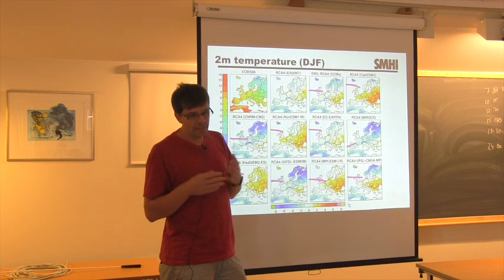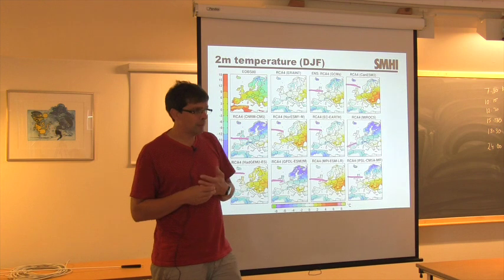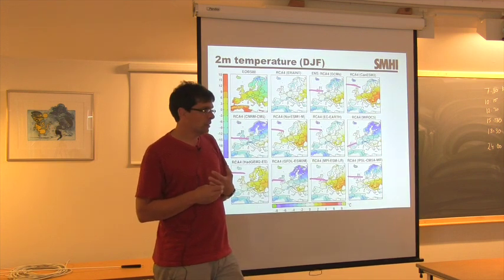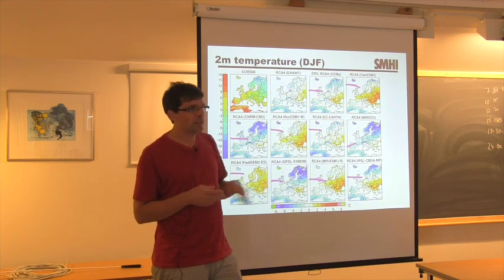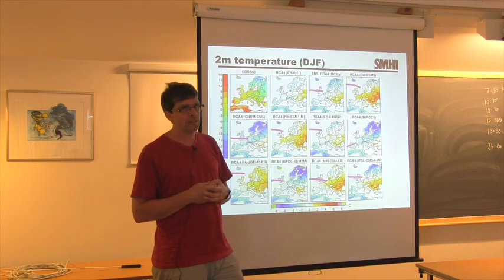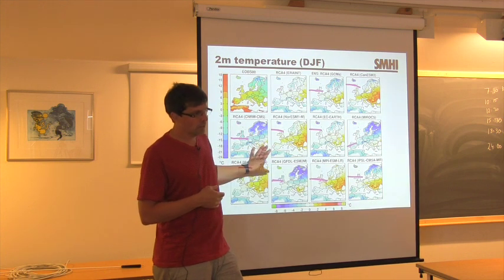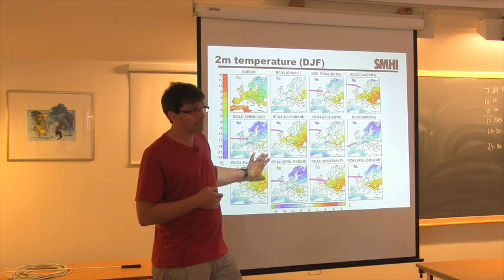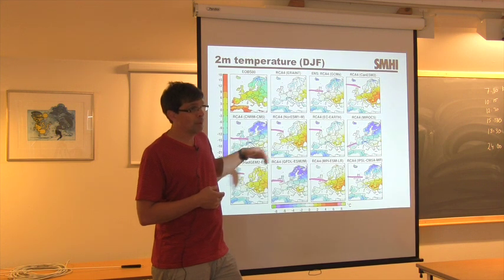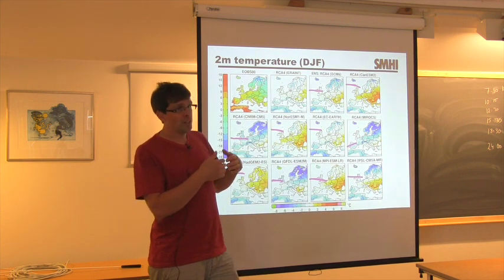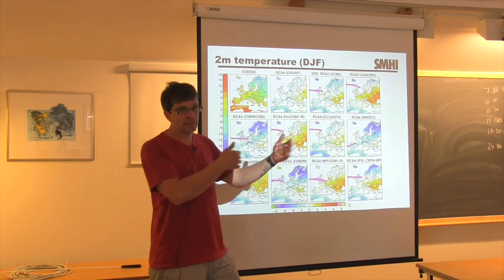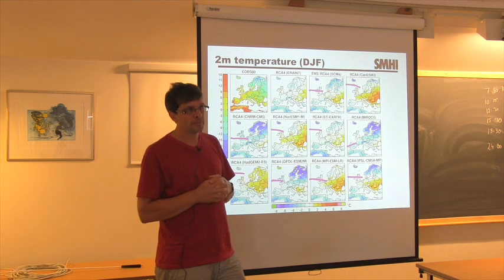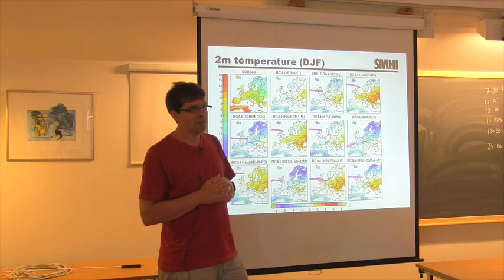I didn't prepare any slides on that, but there are methods for what is referred to as bias correction. You try to correct the results for the biases and errors that are seen in the model in the past climate. And then when you perform a climate change simulation, you assume that the biases are similar in the future, and you use the same kind of correction in the future. And that adds some additional uncertainty to everything, I would say.